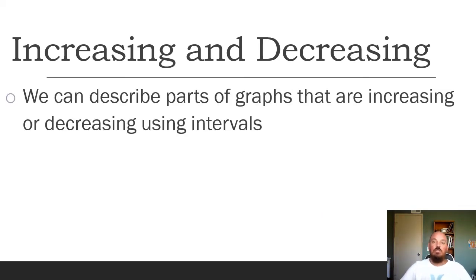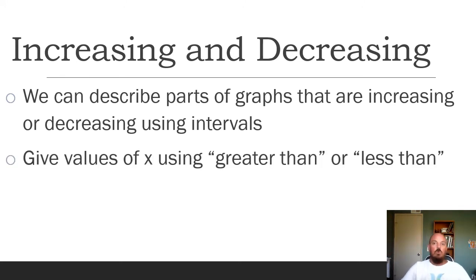Now to do that, we're going to use what are called intervals. Intervals are a way to talk about parts of a graph. When you use an interval, we're going to be talking about values of x. And we're going to be using terms like greater than and less than. So you might say it's increasing when x is greater than 10. Or it's decreasing when x is less than 5. Or maybe it's increasing between two numbers. It's increasing when x is greater than 2 but less than 7.